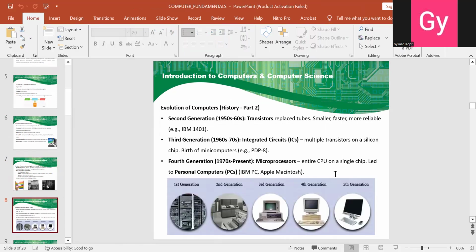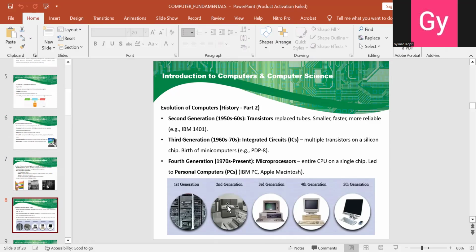Now, we continue with our history. So the second generation was born, and that is where we brought in transistors, solid state transistors, to come and replace these vacuum tubes. And it was smaller in size, it was faster than the ENIAC, and it was more reliable. And an example is the IBM 1401. So that is it over there, the IBM machine.